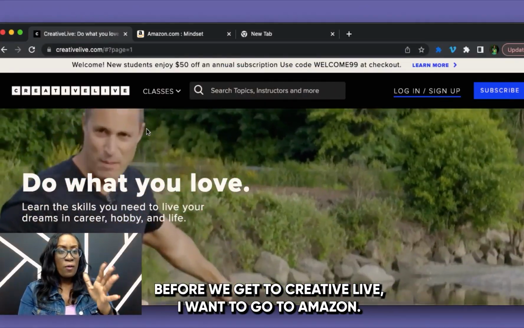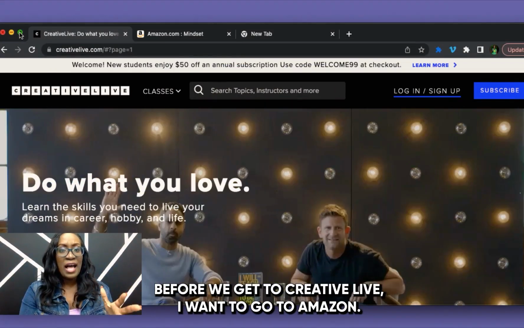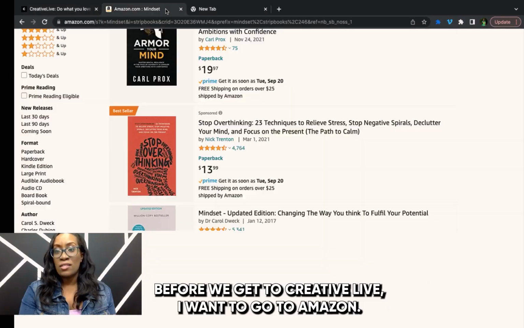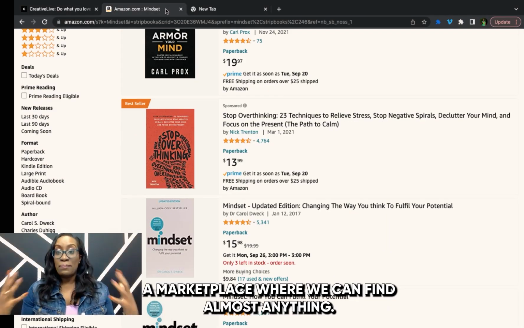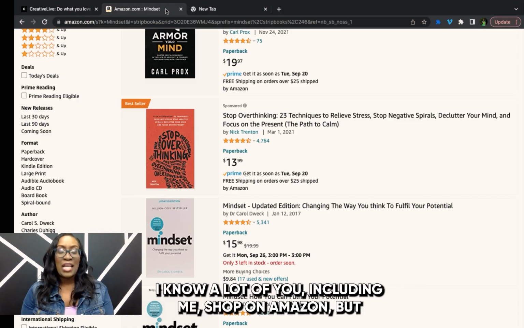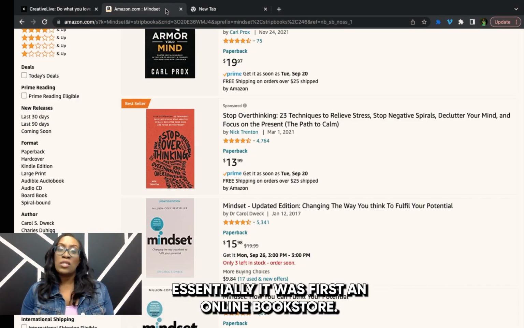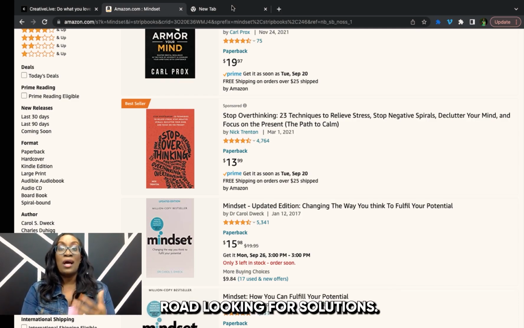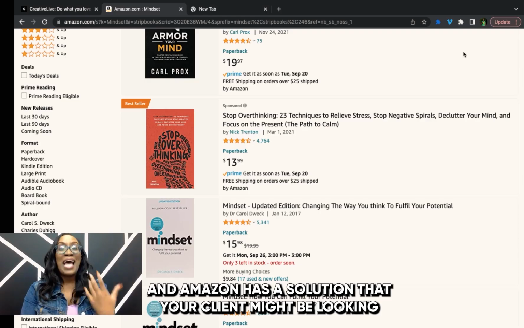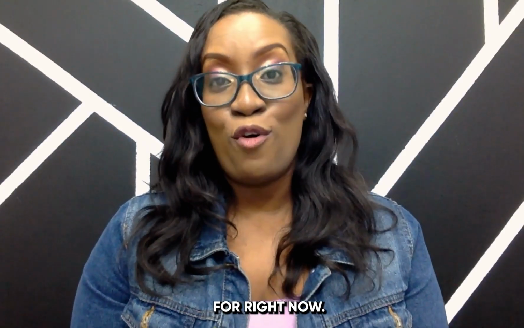So you can see before we get to Creative Live, I want to go to Amazon. Now, Amazon is a marketplace where we can find almost anything, and I know a lot of you, including me, shop on Amazon, but essentially it was first an online bookstore. One of the things about Amazon is that there are people on there looking for solutions, and Amazon has a solution that your client might be looking for right now.